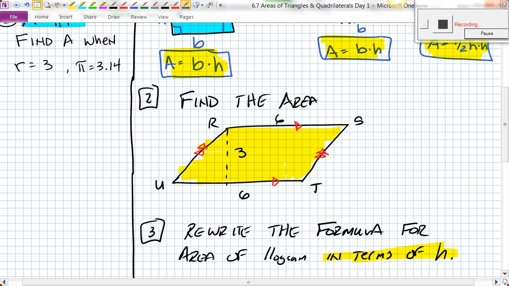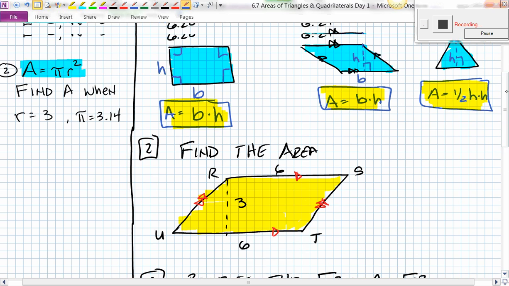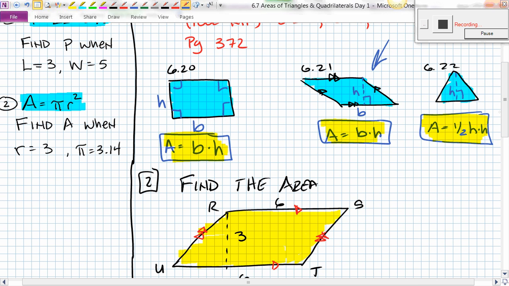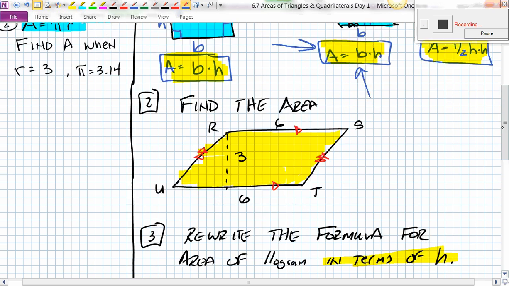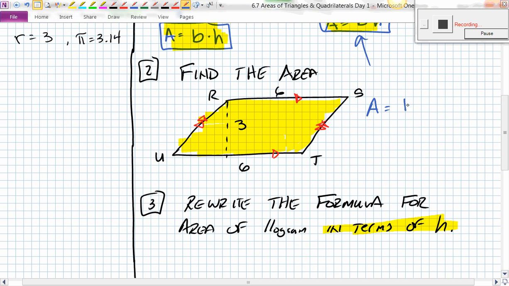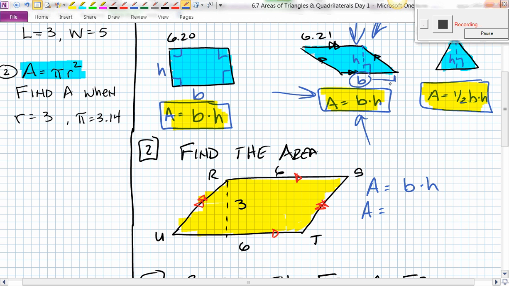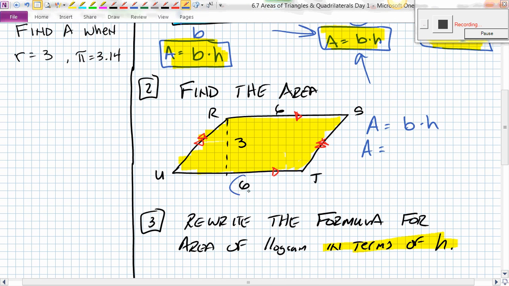Victor, what do you think? What equation should I use if I'm dealing with a parallelogram? Yeah, you got it, man. The base times height. Nice job. So we're going to say area equals the base times the height. What is the value of the base? Paige. You don't know? Okay, so the base is along the bottom here, right? So what's the value of the base here in this case? Yeah, you got it. 6. Good. Okay, what would the height be, Moses? 3. Thank you very much. So area equals 6 times 3 is 18.